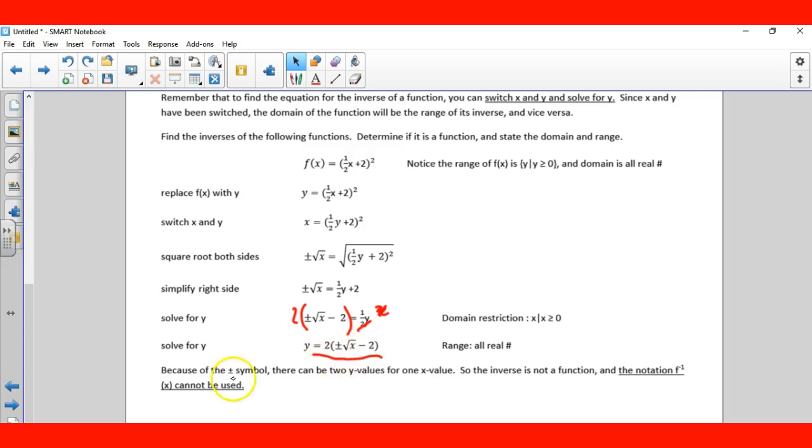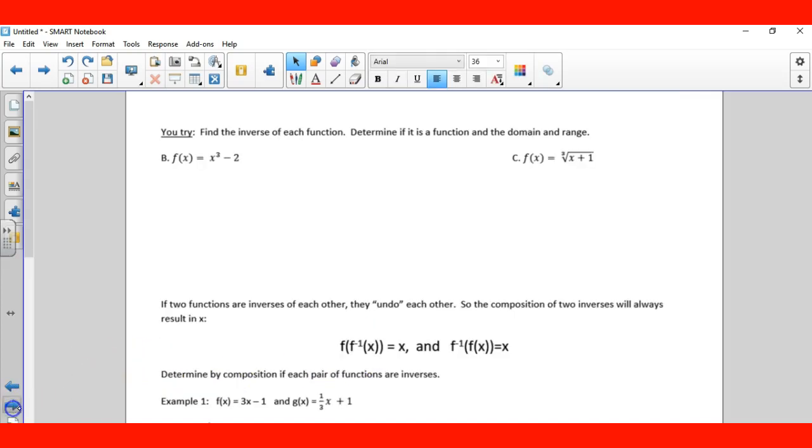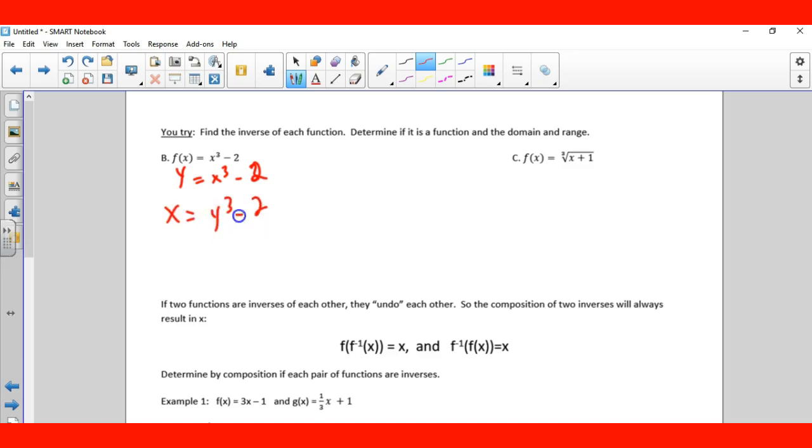All right, so let's move on to the next slide. Find the inverse of each function, determine if it is a function, and find the domain and range. Let's find the inverse first. So remember the first step: we're going to write this as y equals x cubed minus 2. Now we're going to swap x and y. So x equals y cubed minus 2, and then we're going to solve for y.